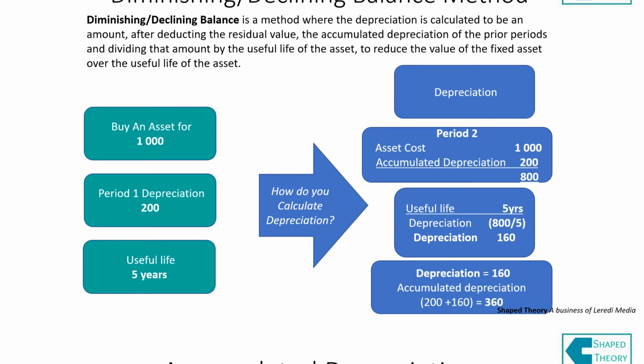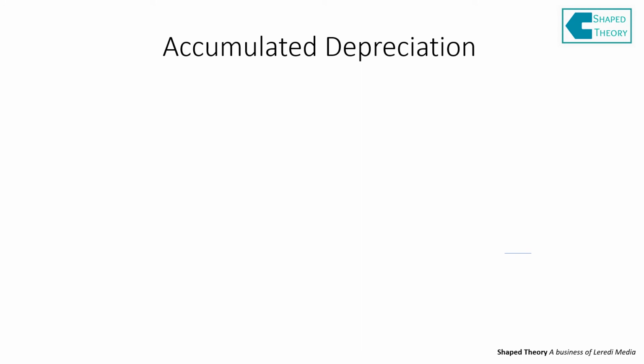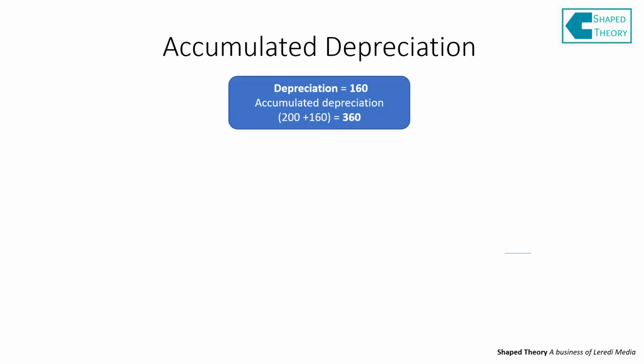In the previous slides, we have looked at depreciation and how it is calculated. In these slides, we look at the accumulated depreciation and the impact of both depreciation and accumulated depreciation in the financial records. Accumulated depreciation is the sum of all depreciation amounts that have accumulated over time to the current period. In the previous slides, we have said our depreciation amount is 360, which is the prior year amount of 200 plus the current year amount of 160.